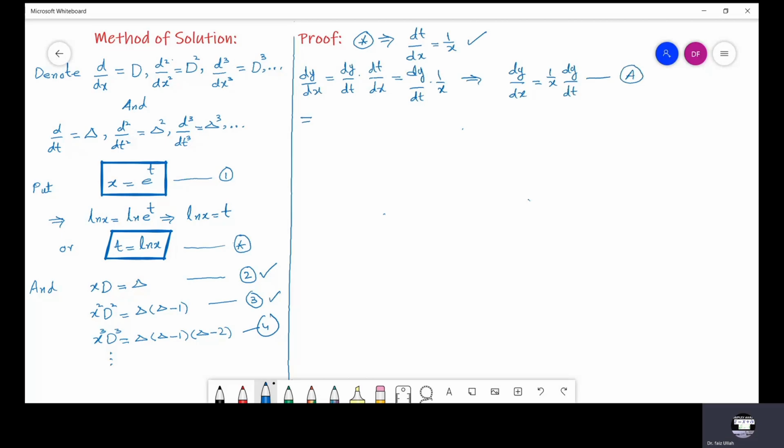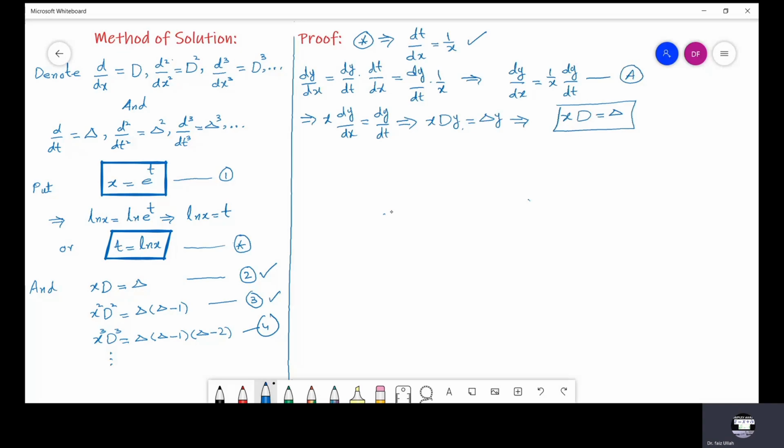Now from A we can obtain, multiplying both sides by x, that x dy/dx = dy/dt. Let us use the above notations. So we have xDy = delta y. And from this we can easily obtain that xD = delta. And that is the proof of result number 2.